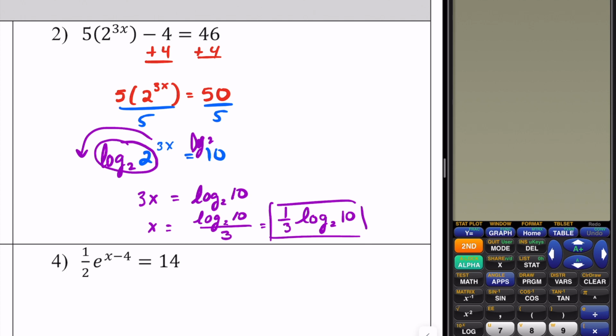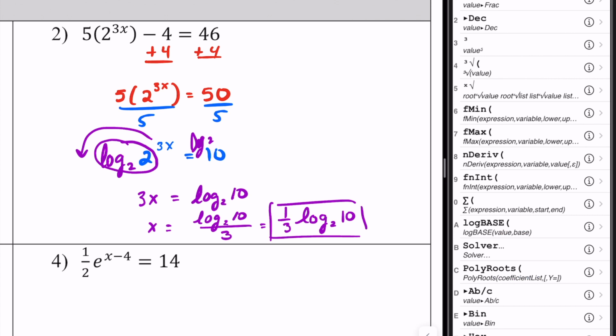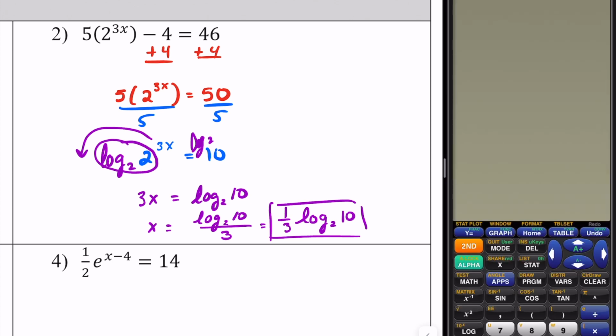Let's get the decimal approximation. So log base 2 of 10, I would probably calculate that first. I can go to math. I can choose my log base. I'll put a 2 in, then I can put my 10 in, like so. And that would give me that decimal. Then I have to take it times 1/3 or divide it by 3. It does the same thing. So you can do it like that.